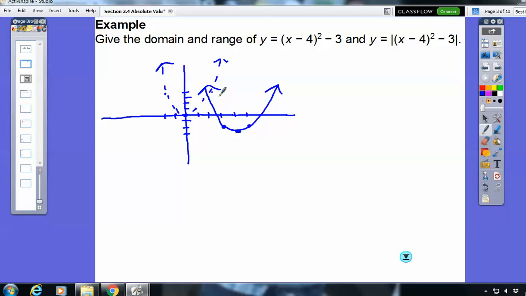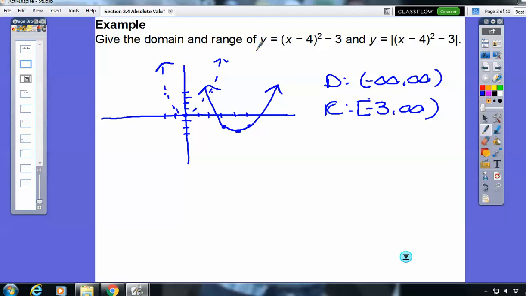Okay, so I get that graph. Could you give me the domain and range of that function? Range? No, you got -2. Okay. Alright, is that part okay?